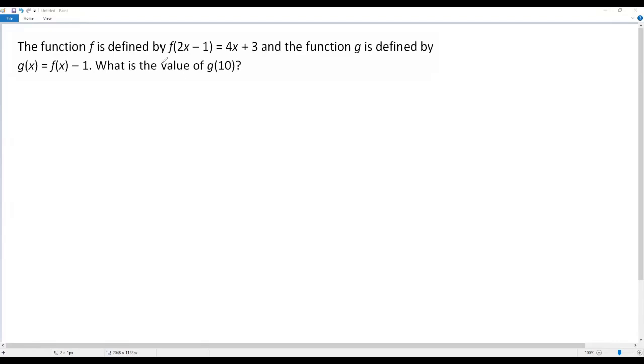The function f is defined by f of 2x minus 1 equals 4x plus 3, and the function g is defined by g of x equals f of x minus 1. What is the value of g of 10?